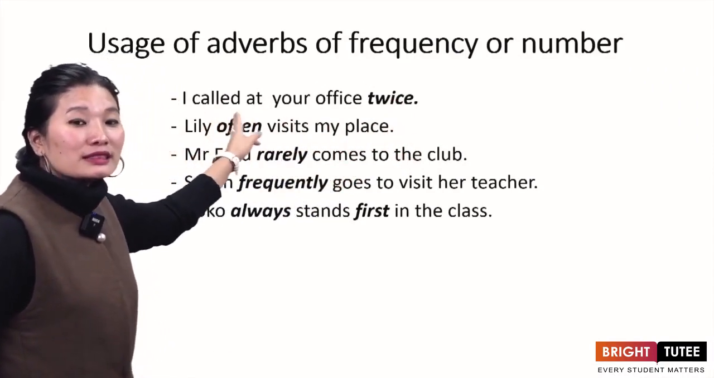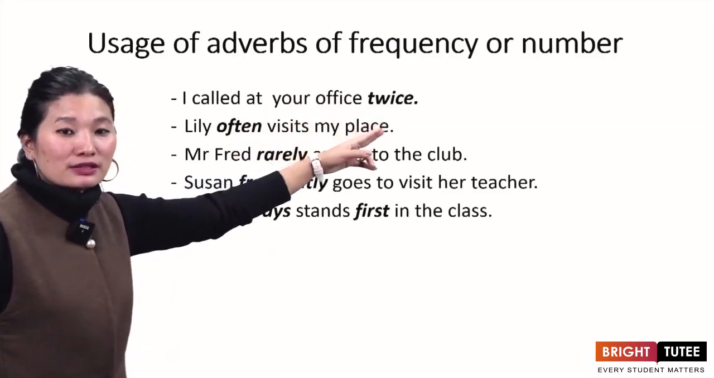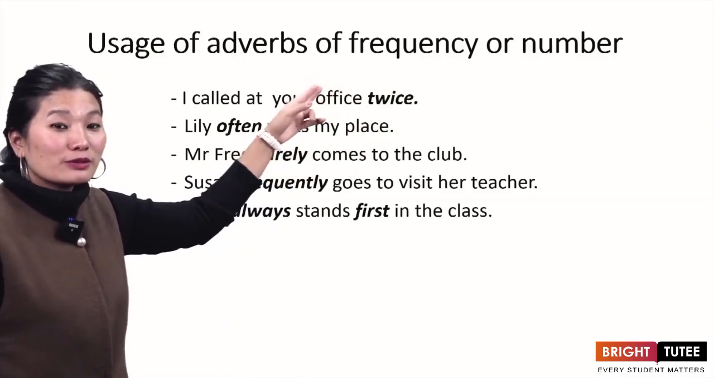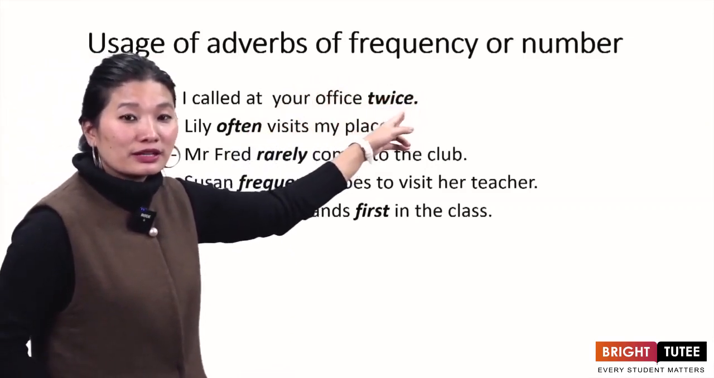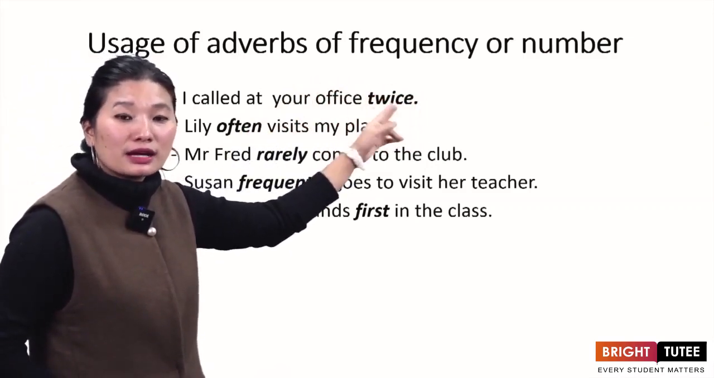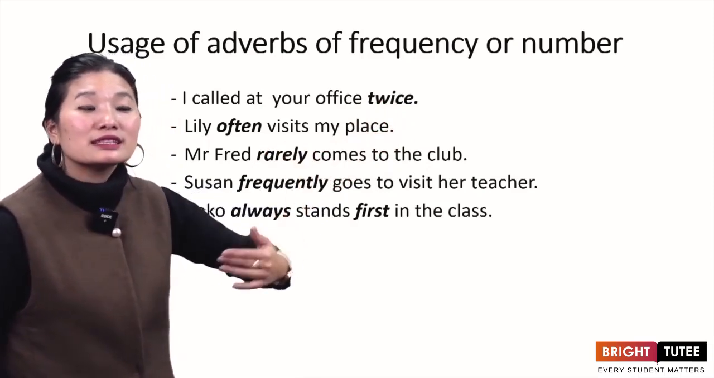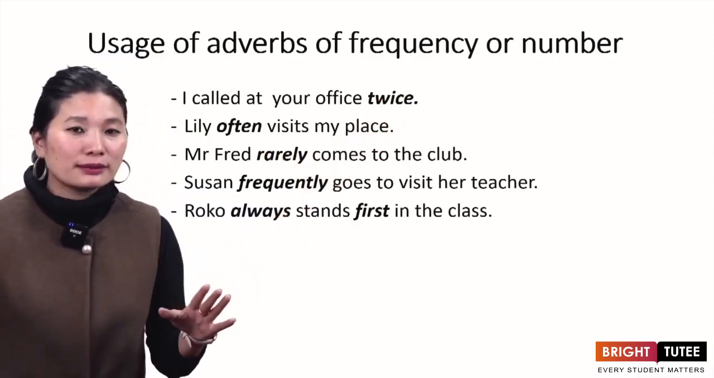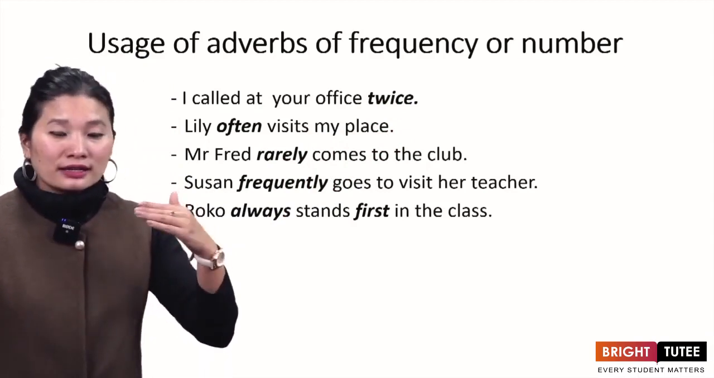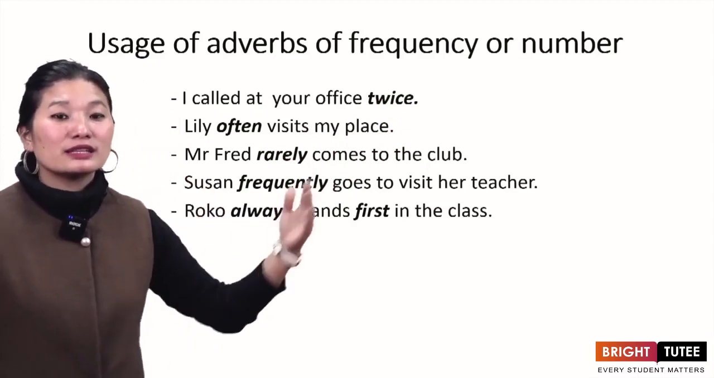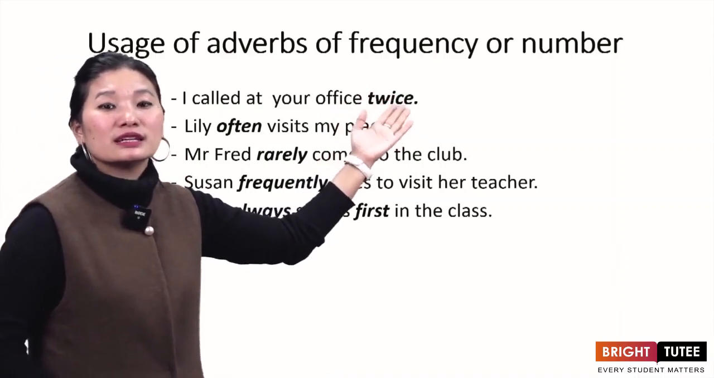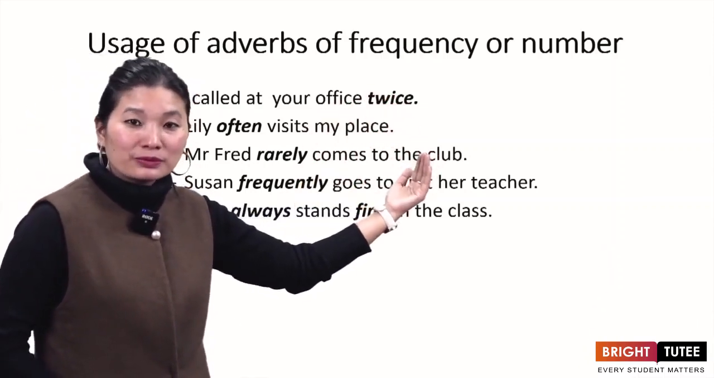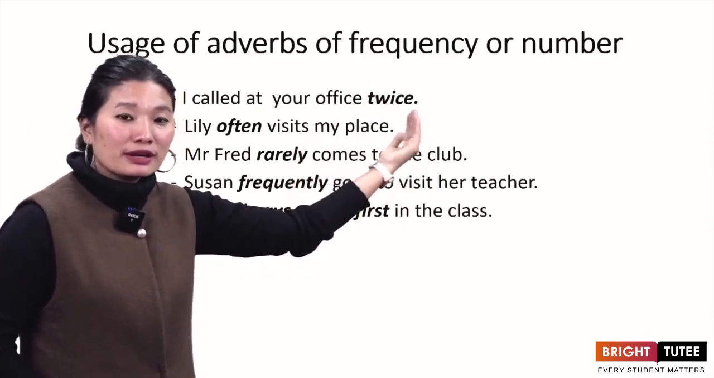So, intentionally, I kept this example here to see whether you will notice, because I said it is usually placed before the verb, but here it comes after the verb, right? It comes after the verb, but the sentence says that it is usually. It did not say every time it will be before the verb. That is why I gave this. Twice is the adverb of frequency or number, and it came behind the verb, not before.